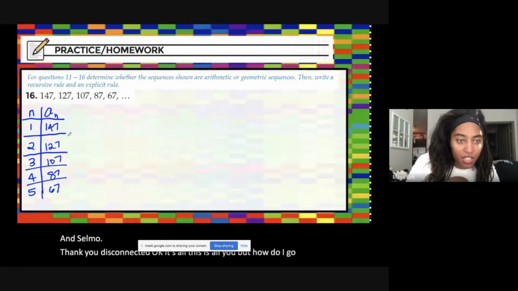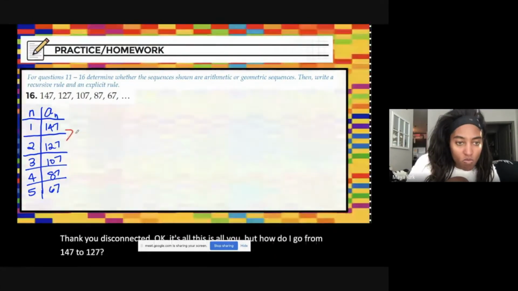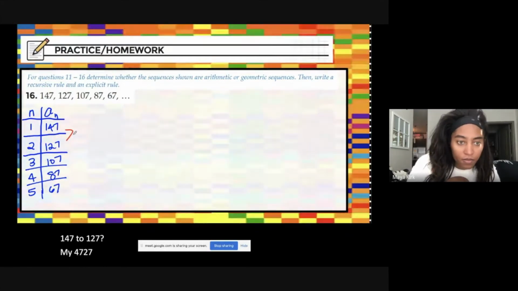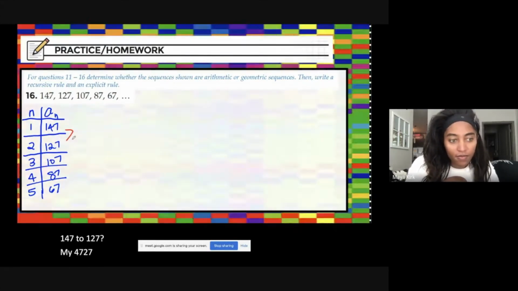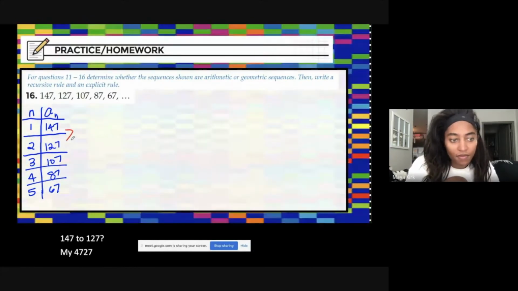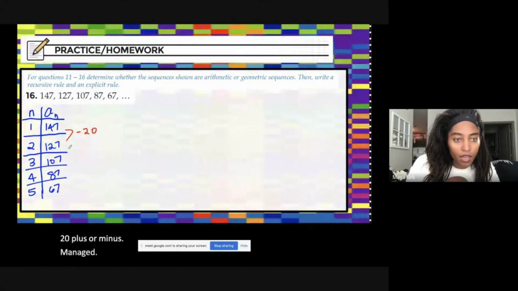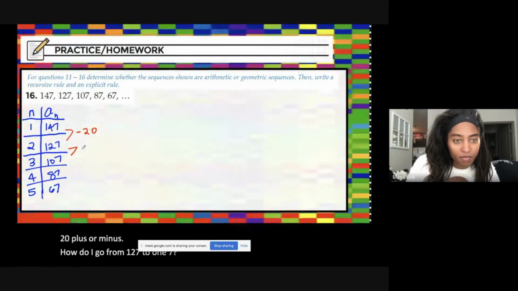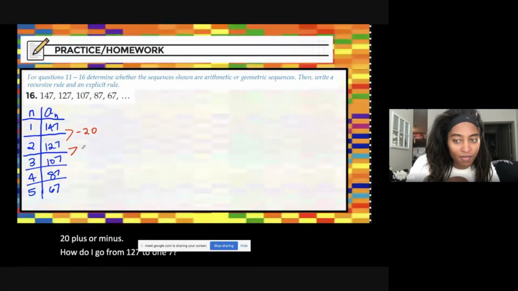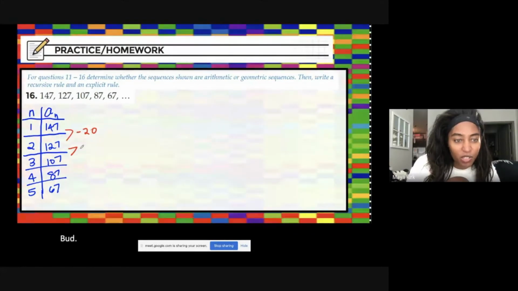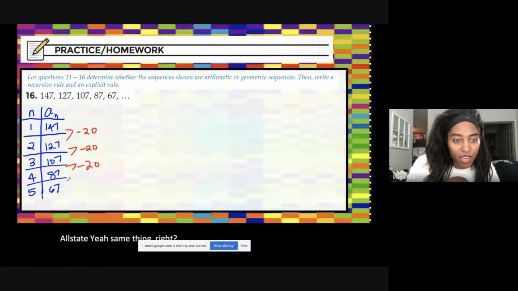How do I go from 147 to 127? 147 to 127. Okay. Minus 20. Plus or minus? Minus. Yep. How do I go from 127 to 107? Same thing, right? Minus 20 all the way down.